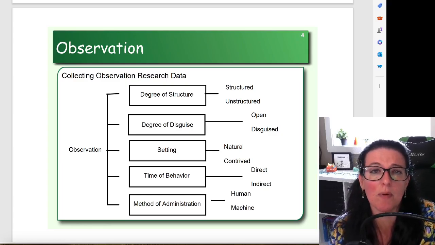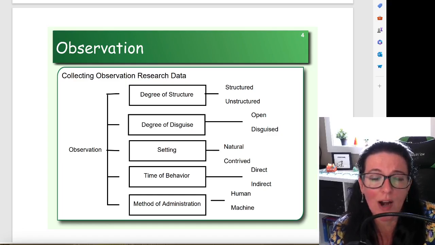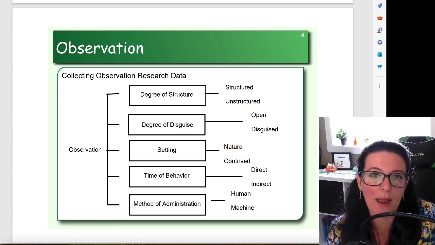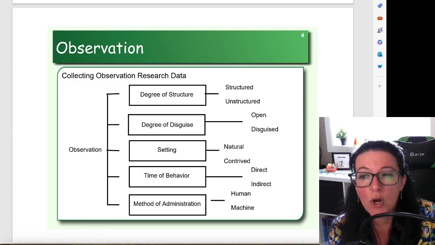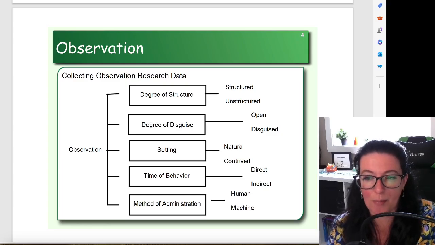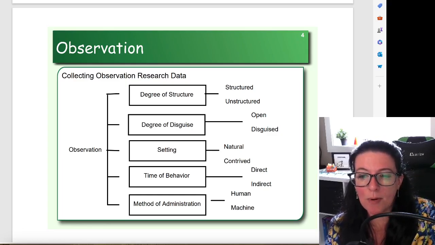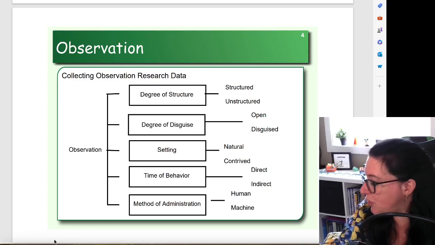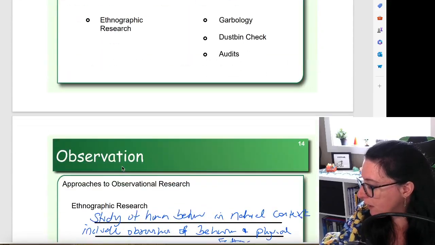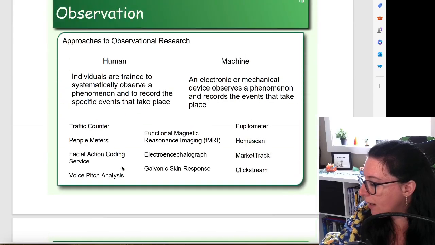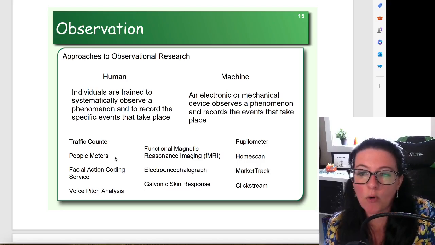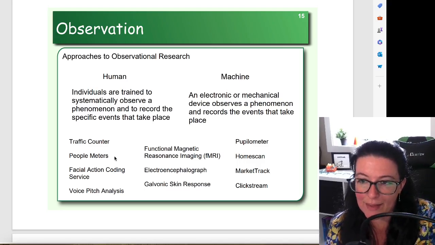And then we looked at time of behavior. Are we observing the behavior as it occurs, or are we looking for evidence of previous behavior, either through sifting through garbage or going through receipts or documentation to observe that events have happened? So that brings us to the last component here, which is human or machine, which one is doing the observation. And so we want to conclude our discussion by talking about the different machines that can be used, the different electronic or mechanical devices that will aid in the observation.